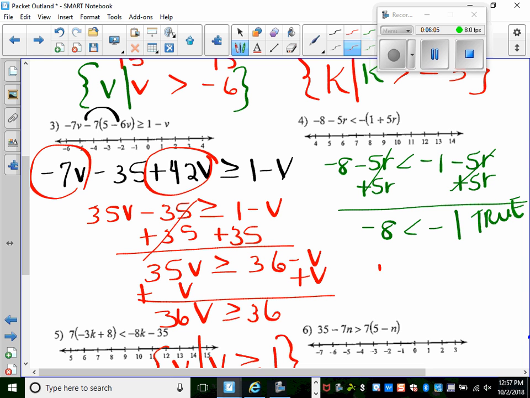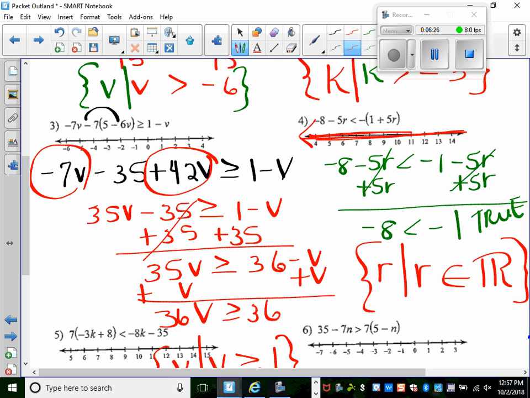You'll say r such that r is an element of all real numbers. Okay, that's how we write it. So that little curvy e, you say that element of. So r such that r is an element of all real numbers. So how would you actually graph that? It's the entire number line, because we're saying it's all the numbers, all real numbers.